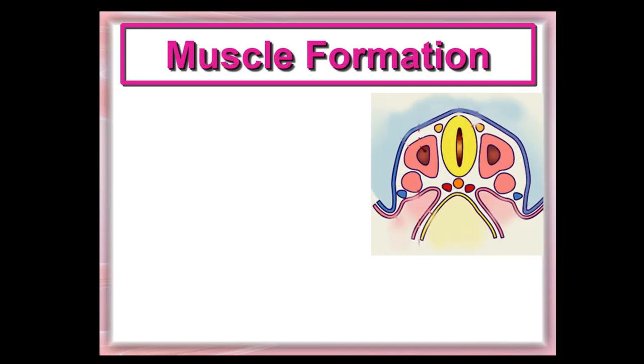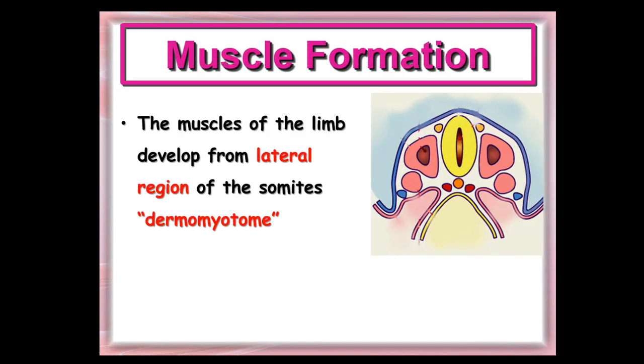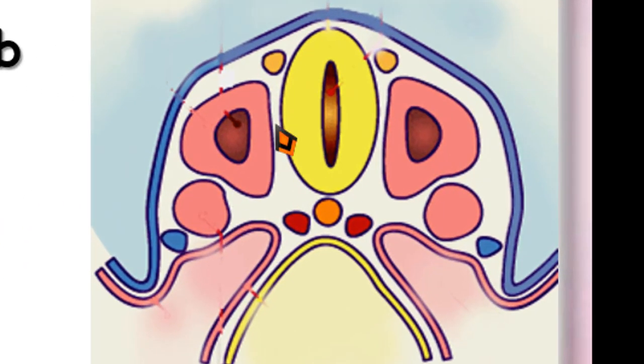Then how do the muscles of the limbs develop? The muscles of the limb develop from the lateral region of the somites. We call it the dermomyotome region. To remind you of this part, this is a cross section in an embryo. This is the neural tube. Of course, underneath it lies the notochord, which initiates the formation of the neural tube. And on each side of the notochord and neural tube, the mesoderm is divided into the following regions: the paraxial region, which will give us the somites, then the intermediate region, and the lateral plate region.